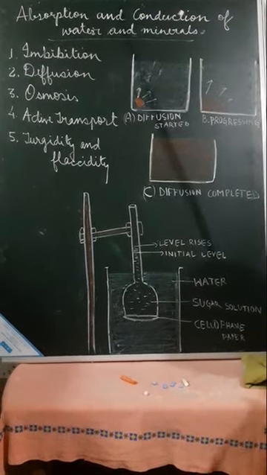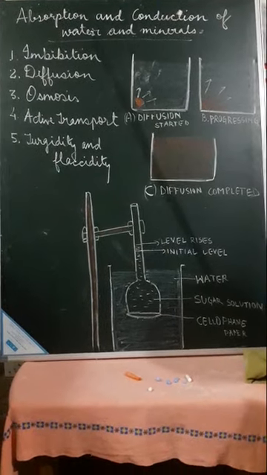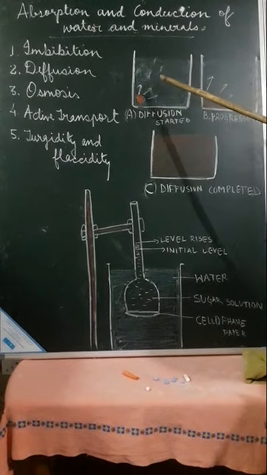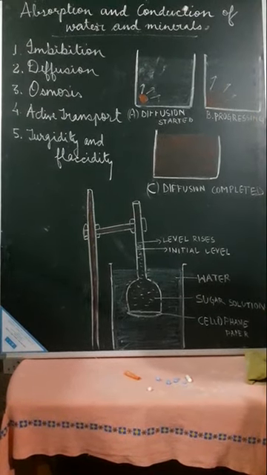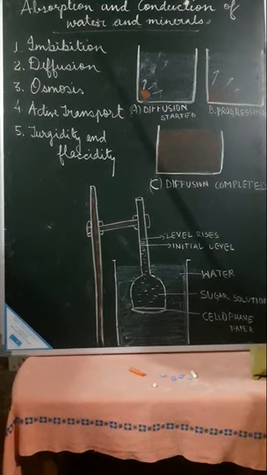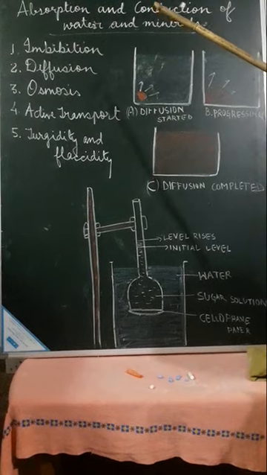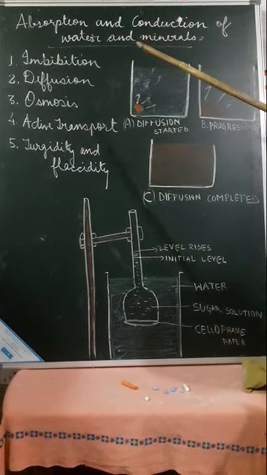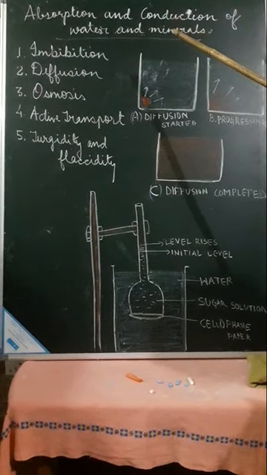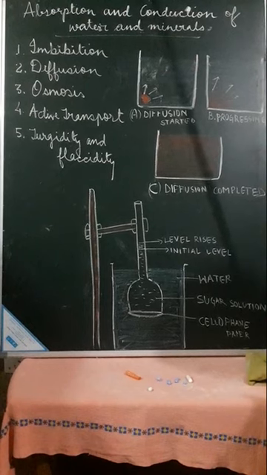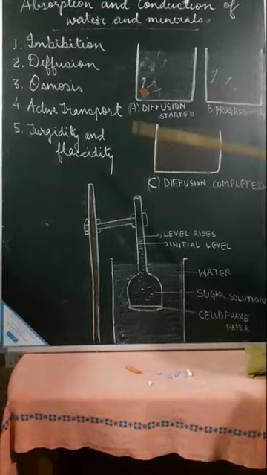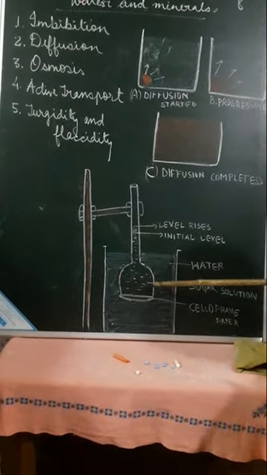So once again, the definition: movement of water molecules from lower concentration to higher concentration when both are separated by a semi-permeable membrane. Three key terms are there: movement of water molecules from lower concentration to higher concentration when both are separated by a semi-permeable membrane. So here, to show that, one experiment is done for you.